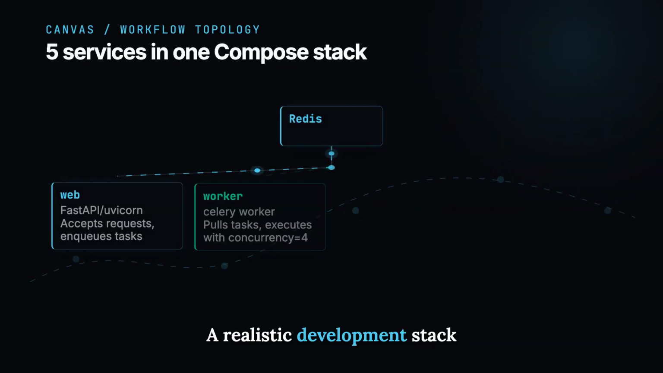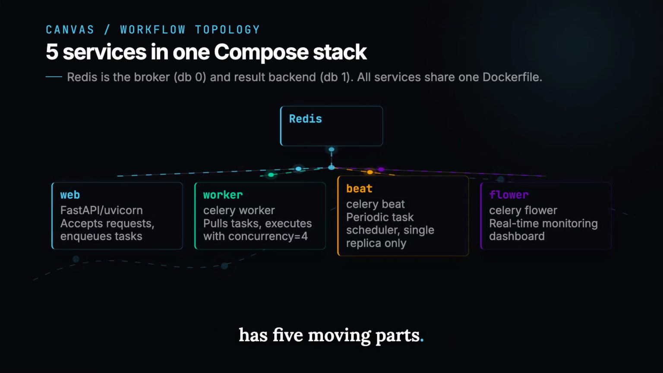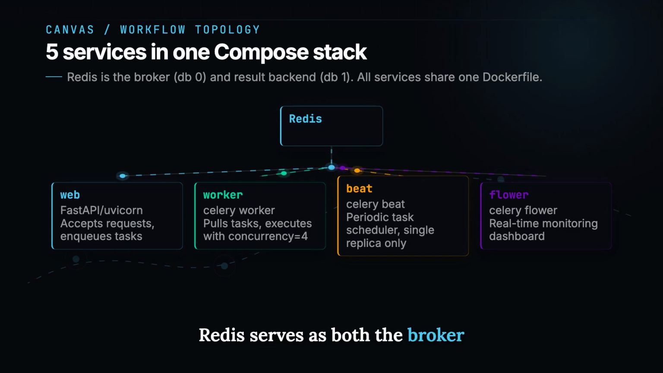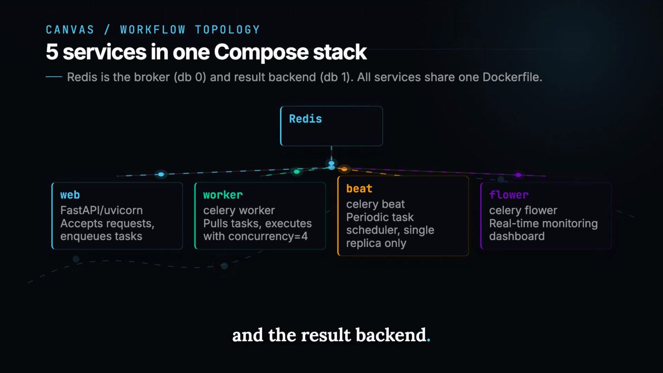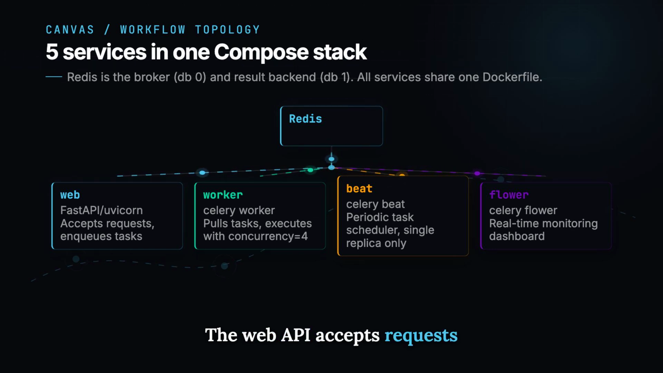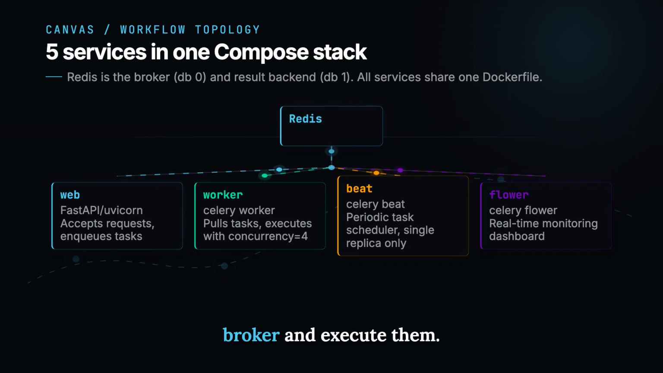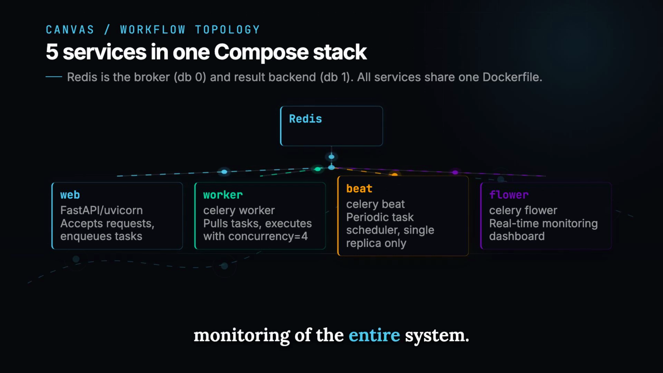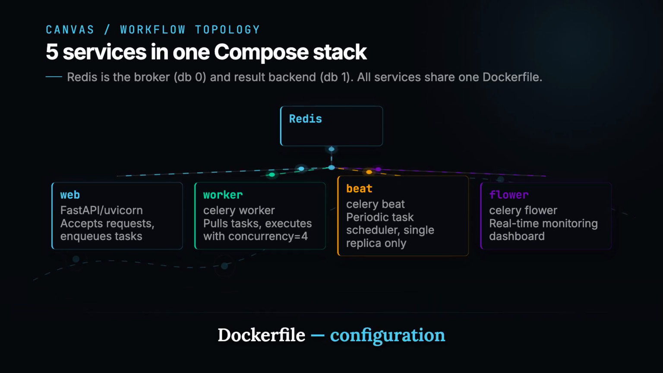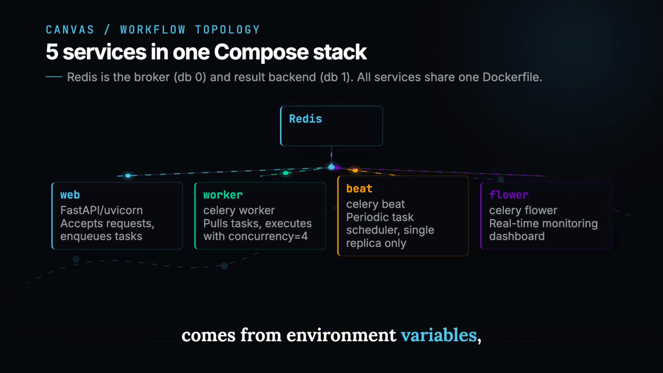A realistic development stack has 5 moving parts. Redis serves as both the broker and the result backend. The Web API accepts requests and enqueues tasks. Worker pods pull tasks from the broker and execute them. Celery beat handles periodic scheduled tasks. And Flower provides real-time monitoring of the entire system. All 5 services share the same Dockerfile. Configuration comes from environment variables, not the image.